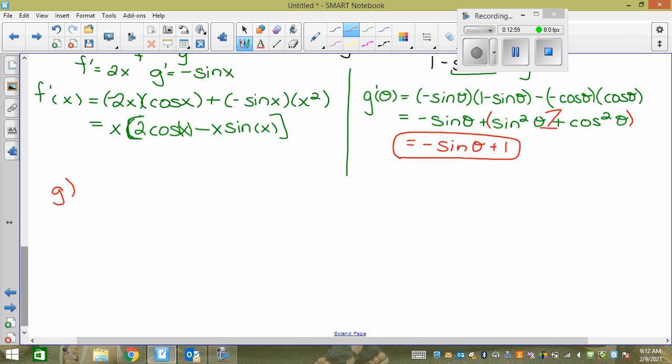So what if I give you g? I have no idea what you're talking about. This happens way too much, just so you know. It's a real problem. It's 1 minus sine theta.